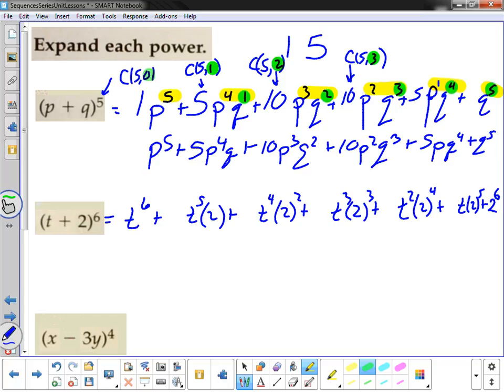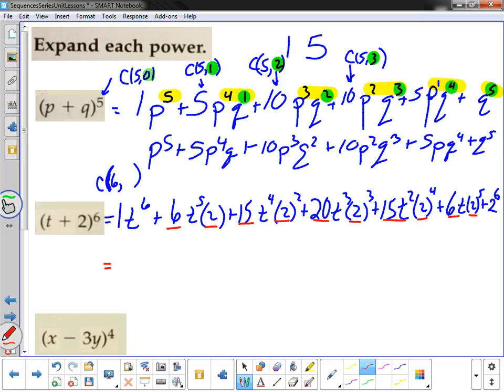Now, I don't have the coefficients in here, so I could go back to Pascal's triangle and find the row for the 6, or I could take the combination of 6 things taken whatever at a time. And here I would get a 1, and here I'm going to get a 6, and here I'm going to get a 15, and then I'm going to get a 20, and then a 15, and then a 6, and then 1 in front of the 2 to the 6th. Now, with this one, I'm not done, because I have these spots where I have multiple numbers in each term. I need to deal with those.